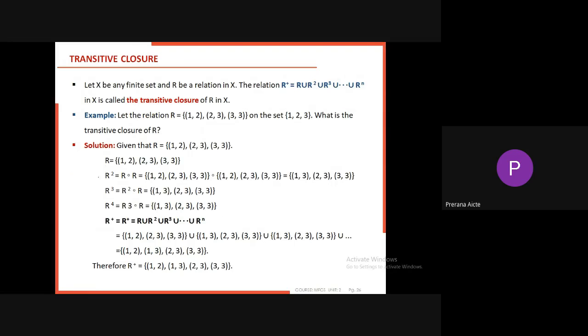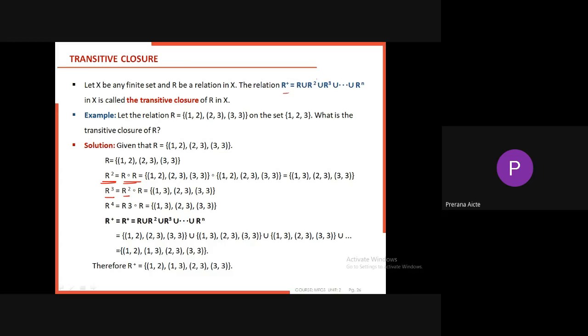Coming to the next one, transitive closure operation. This is one of the operations that can be applied on a given relation, and it is represented as R plus, which is equal to R union R squared union R cubed, like that. What is actually this R squared? R squared is nothing but the composition operation between the two sets. R squared equals R circle R. R cubed means R squared circle R. Like that we can do.